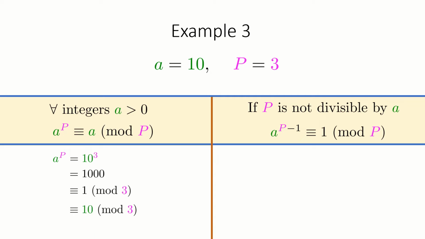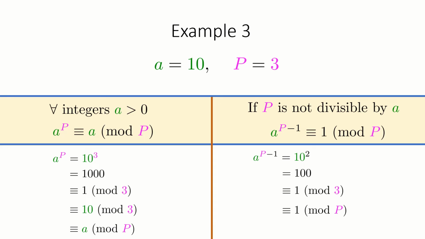And in fact, it is congruent to 10 modulo 3 because 1 is congruent to 1 plus any multiple of 3. So the statement a raised to the power p is congruent to a is true. Since a is not divisible by p, the second variant is also applicable. a raised to the power p minus 1 is equal to 10 raised to the power 2, which is equal to 100, and 100 is congruent to 1 modulo 3. The second variant also holds.